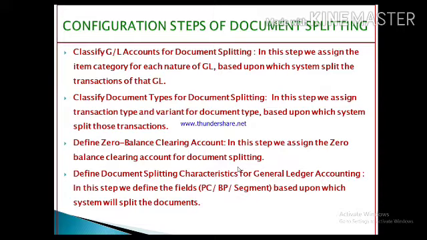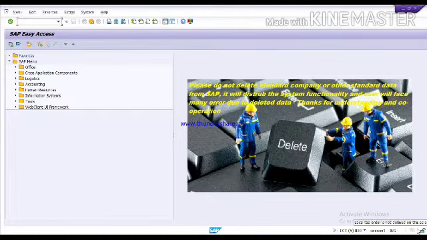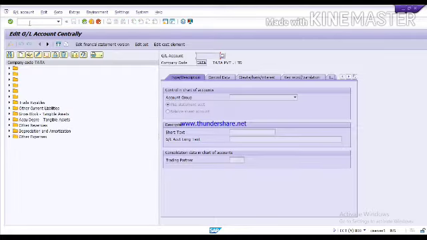First of all, we will go to SAP screen and we will define one zero balance clearing GL. Let's go to SAP screen. So as you know, the T code to create a GL is FS00. Press enter. Here I have already created a zero balance clearing GL, so I'll show you how to create that GL so that you can create it easily.